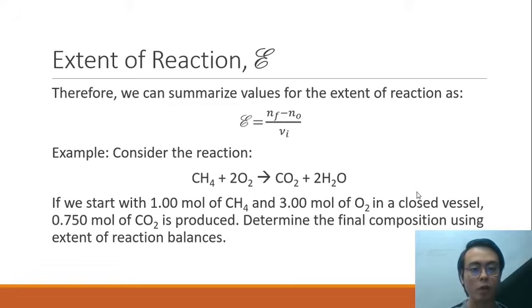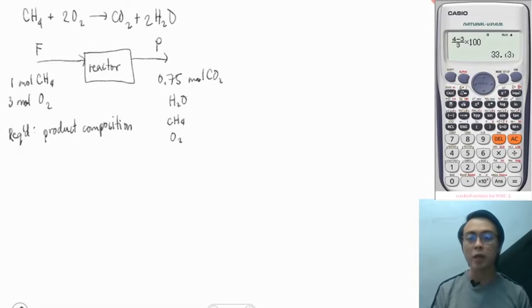So let me first draw the given. Here we have the given. We are given the equation CH4 plus 2O2 yields CO2 plus 2H2O. So this is already a balanced equation. I have drawn this reactor with the feed and the product. We are given 1 mole of methane and 3 moles of oxygen in the feed. We're also given 0.75 moles of CO2 that was formed in the product. Now take note that CO2 is not your only product. Based on the chemical equation, we are also producing water, so that's also in the product.